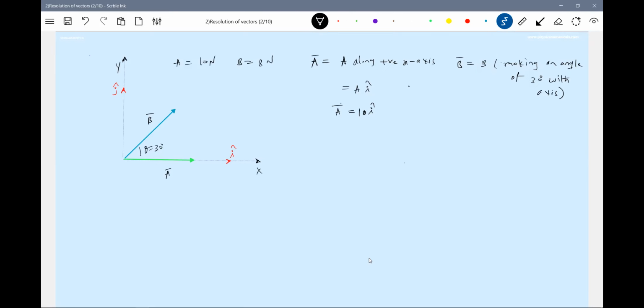Or if you define this as east, and this is north, and this is the vector b bar, and this is 30 degrees. So the vector b bar we can write as b bar equal to 8 Newton, 30 degrees north of east.